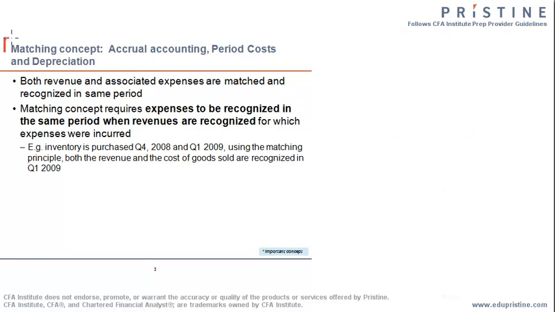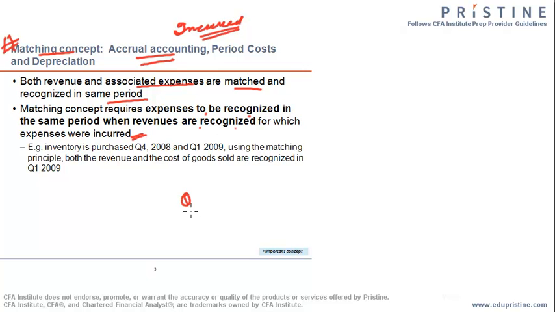A key concept from an expense perspective is the matching concept. Matching concept arises because of accrual accounting. As per accrual accounting, expenses are reported when they are incurred and not when cash is paid. From a matching concept perspective, both revenues and associated expenses are matched and recognized in the same period, which means an expense is to be recognized in the same period when the revenues are recognized for which the expenses are incurred.